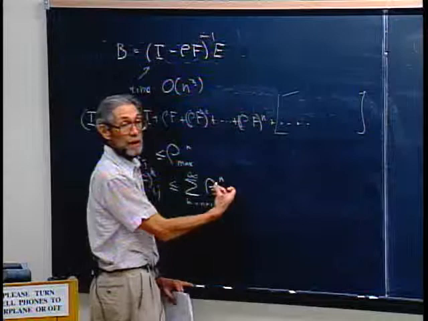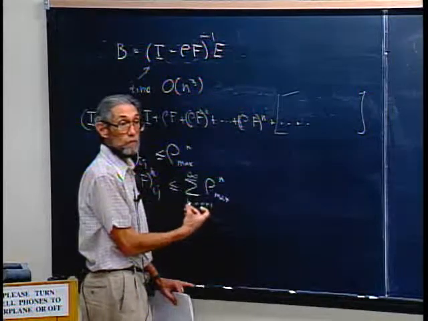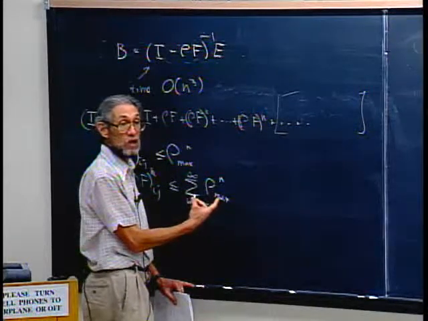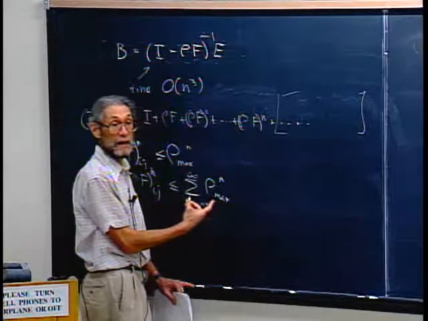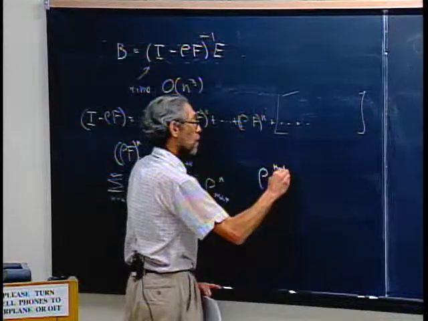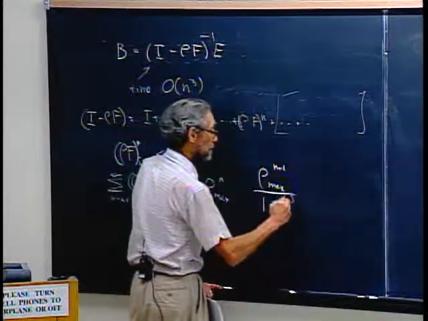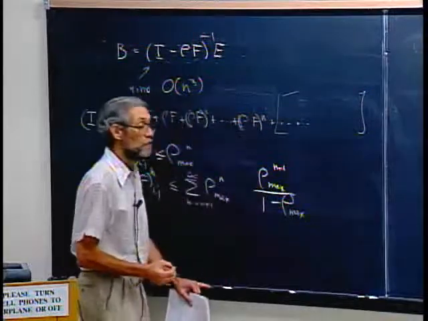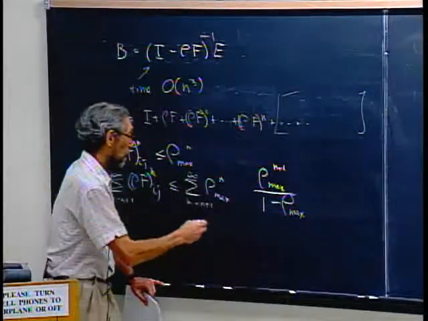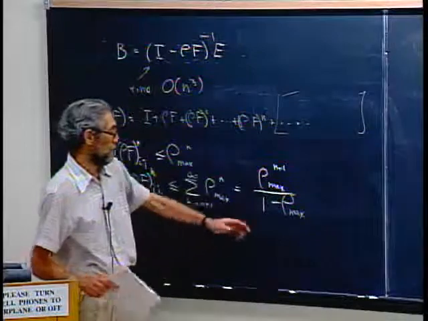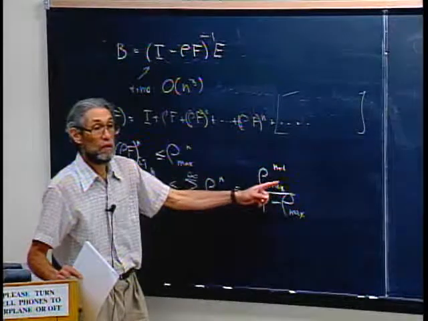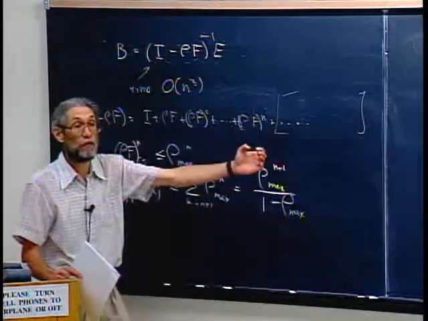And who knows what this adds up to? Remember the formula for the sum of a geometric progression? If you add infinitely many terms, it's the first term you're adding, which is rho max to the n plus 1, divided by 1 minus the ratio, rho max. And the way you prove it is basically just the same proof I had last time. You multiply the answer by 1 minus rho max, and all the terms cancel except this one, because you're canceling off toward infinity.